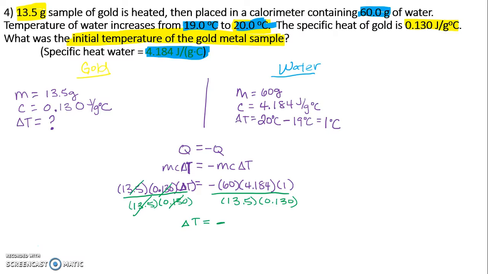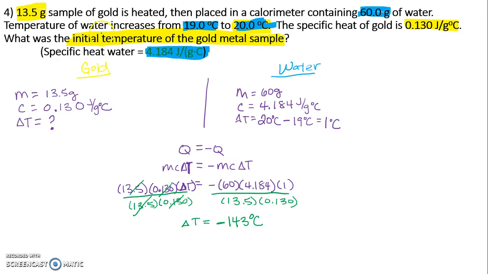That makes sense because my delta T for the water was positive. So one of them will always have to be negative. So 60 times 4.184 times 1, and then divide by anything in the bottom. So I've got divided by 13.5 and divided by 0.13. So that my delta T equals negative 143 degrees Celsius.